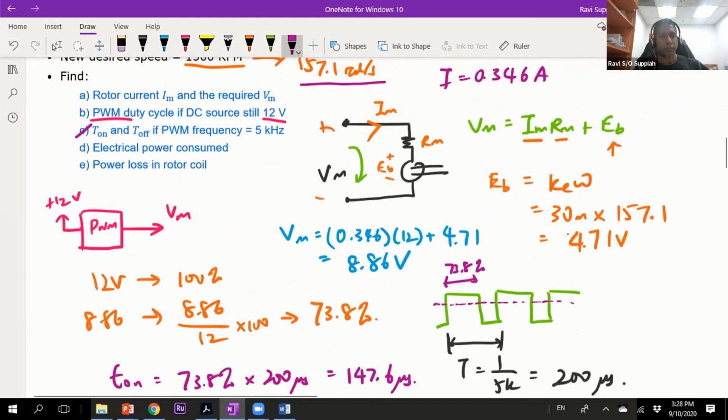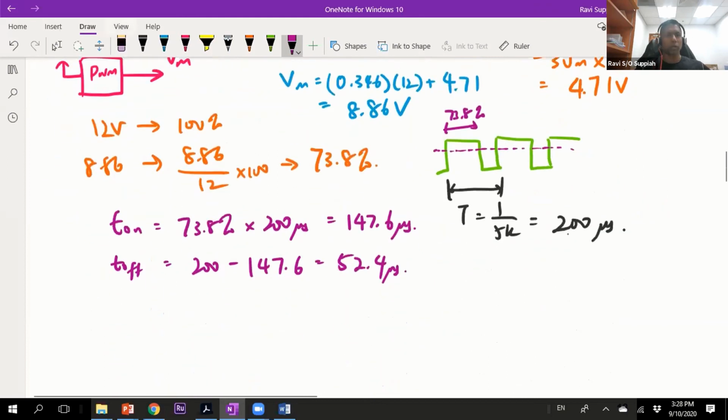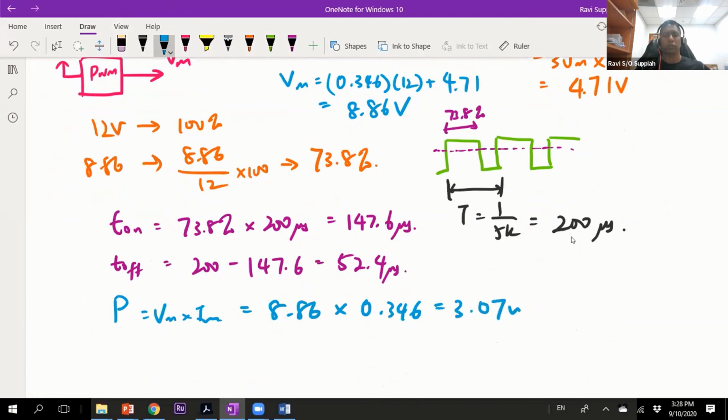Electrical power consumed. What will be the electrical power consumed? The total power is Vm times Im. So it will be 8.86 multiplied by 0.346, which will give me 3.07 watt. Now how about the power loss? Power loss again is the loss in the resistance of the motor coil. So it is I square R. You'll take 0.346 square times 12, which is 1.44 watt.